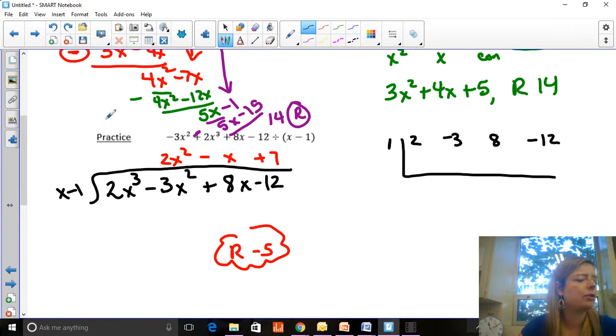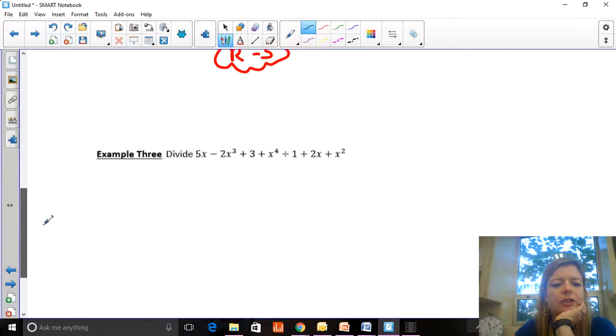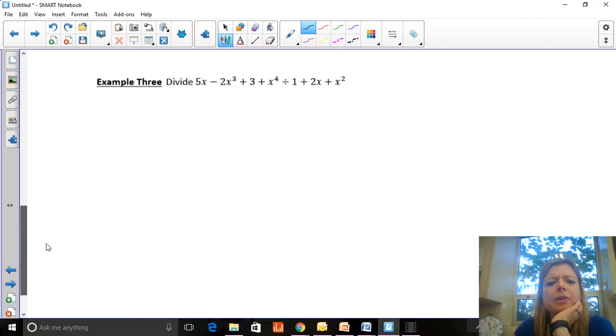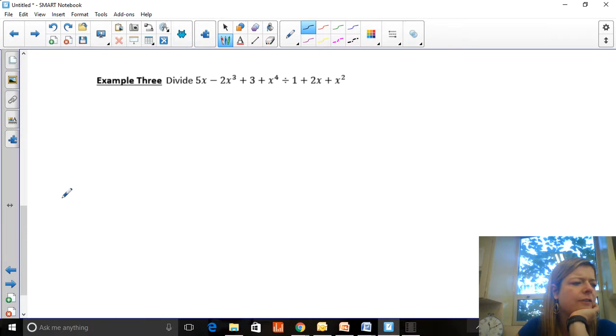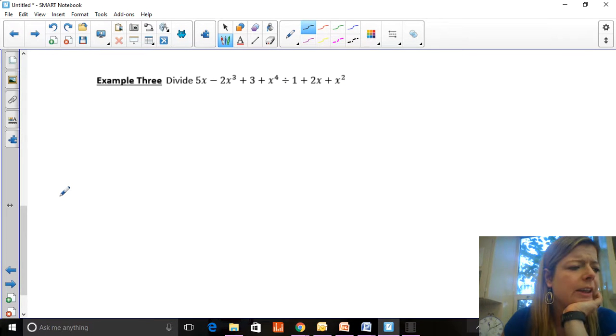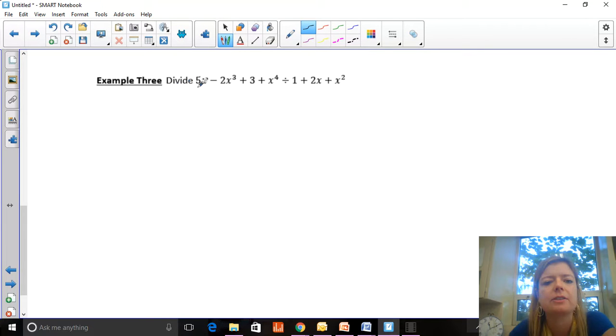All right, so those are the most basic examples of polynomial and synthetic division. Examples 3 and 4 are when we're dividing by different types of divisors. So this one, you'll see the divisor is actually quadratic, so you can't use synthetic division.